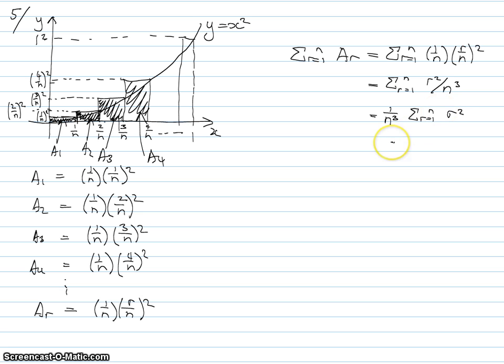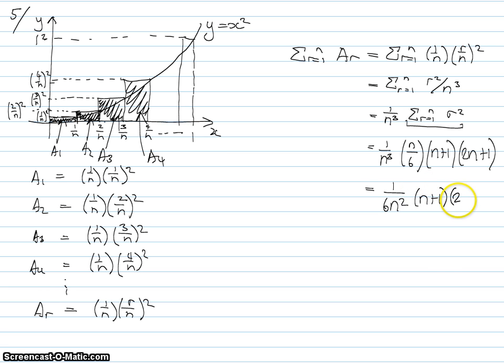Now at this stage, we realize that what we actually have is what they gave us. They told us what this is going to be. So we know that this is now going to be 1 over n cubed times n over 6, n plus 1, 2n plus 1. And then if we simplify it, this is now going to be 1 over 6n squared, n plus 1, 2n plus 1. And that's what we were asked to show for this part.